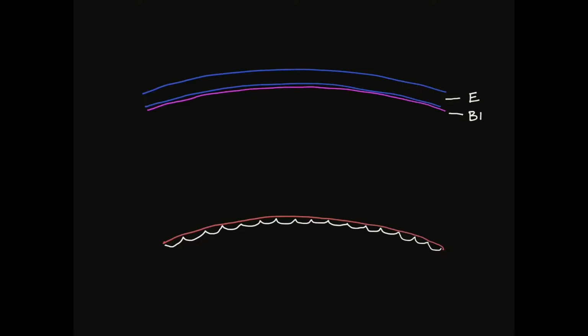Hello everyone, today we'll look into the pathology of corneal ulcer and how it progresses. Let's start with the stages of corneal ulcer. Let us look at the layers of the cornea: epithelium, Bowman's membrane, stroma, Descemet's membrane, and the endothelium.